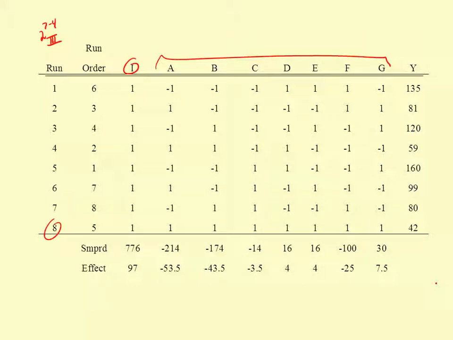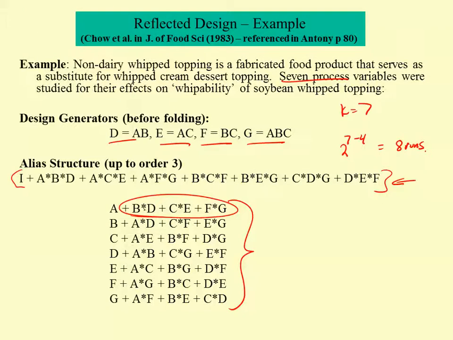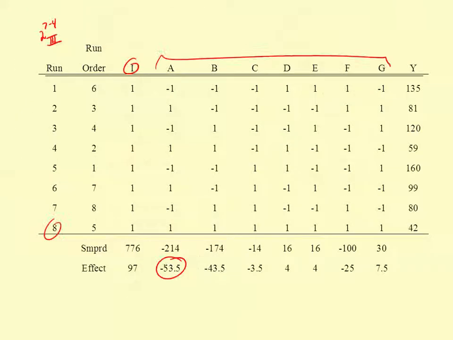And there's lots of confounding happening. Keep in mind, this isn't just the effect of A. It's A plus the BD interaction, the CE interaction, the FG two-way interaction, lots of higher order stuff too. Okay, so now we look at these results. We say, boy, A seems to be doing something. B seems to be doing something.